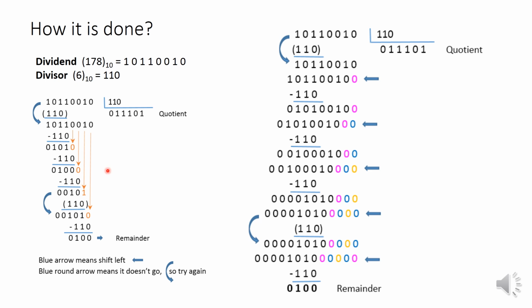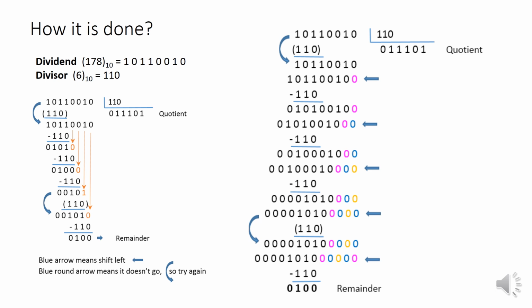And so on, we continue the process comparing and performing the subtractions. At the end, after all iterations, once we have covered all the bits of the dividend, we get our final quotient and the remainder. Now let's see the new method called the restoring division.